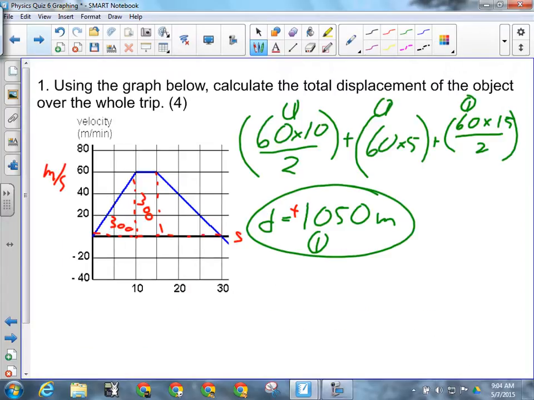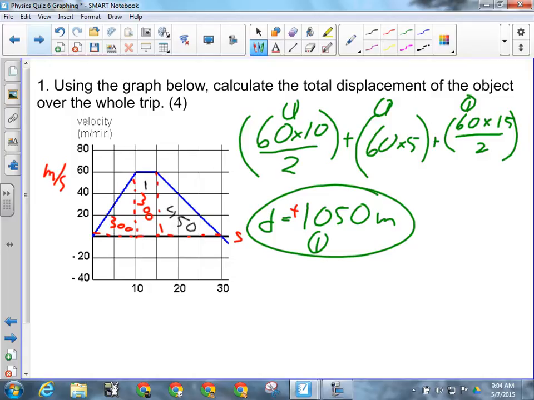So your marks for that one will go as follows, okay? It's out of 4 marks, so I will give you a mark for each area calculation. Okay, so for the first one, 60 times 10 over 2 gives you the area here for the first one, which is 300. Okay, 60 times 5 for the little rectangle here is 300 as well, right? And 60 times 15 over 2, that should be 450.